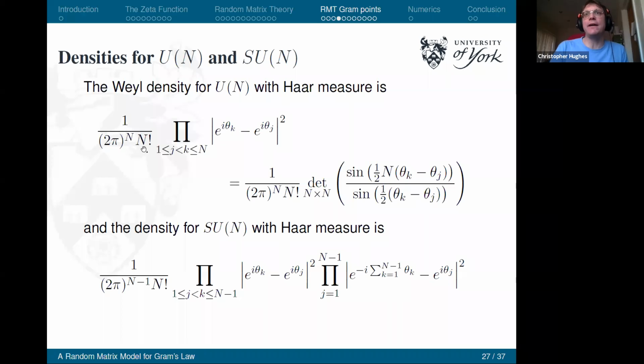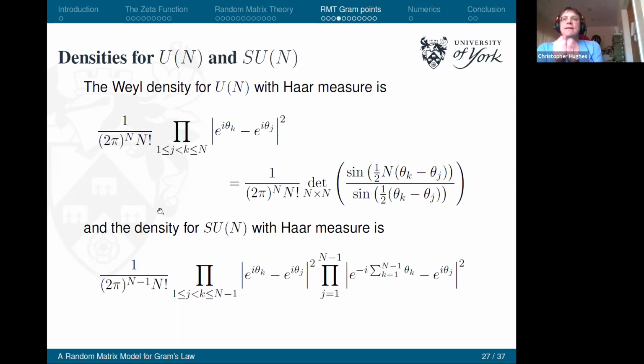This was done by Weyl, and it's this Vandermonde determinant. And it's a beautiful measure because you can turn it into what's known as a determinantal point process. You can write this as some determinant with a nice kernel and everything works fine.